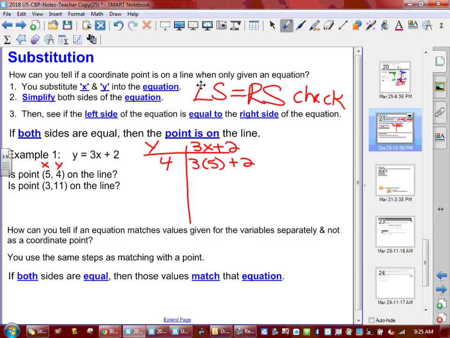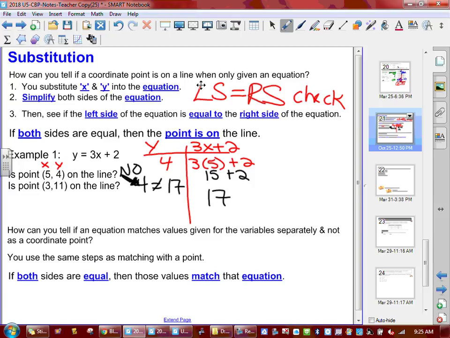Well, what's 3 times 5? 15. Well, what's 15 plus 2? 17. Does 4 equal 17? Heck no. 4 does not equal 17. So is that point on the line? No, it's not, because 4 is not equal to 17. So you have to make sure you show the reason. No, because 4 is not equal to 17.